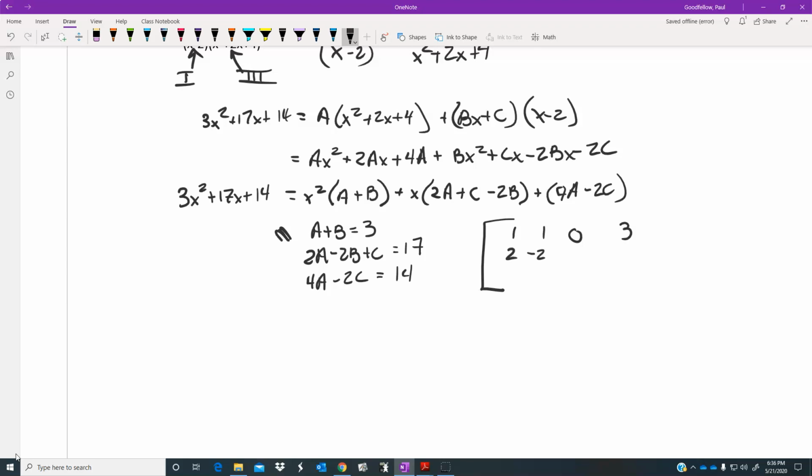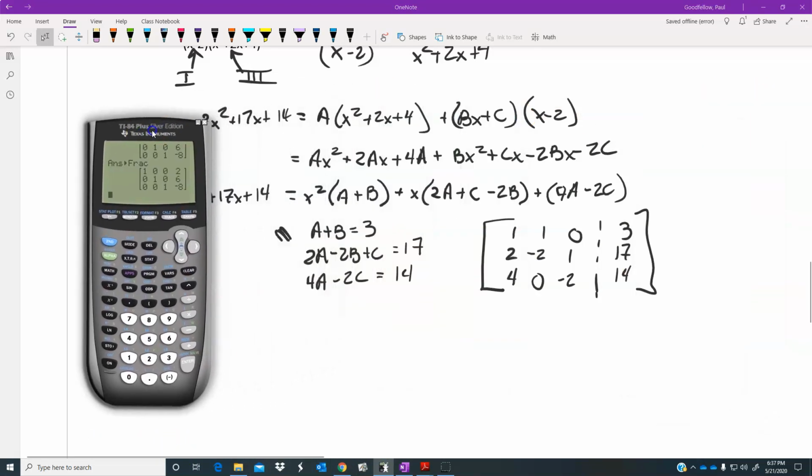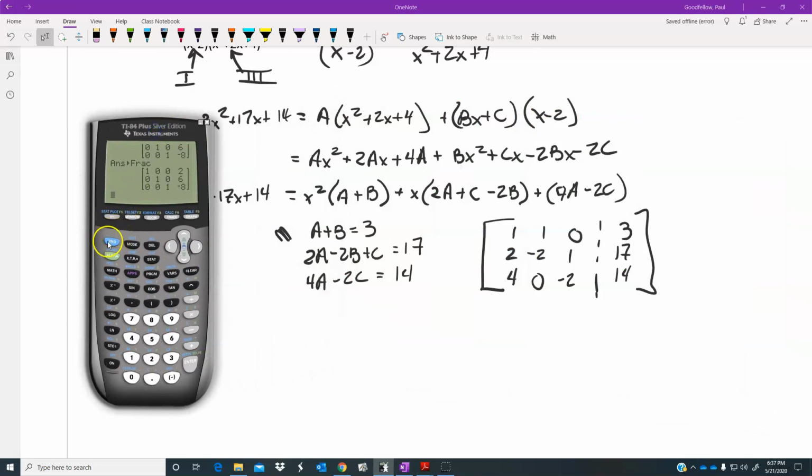Notice that I took the -2B and kind of put it in the right spot. That can be helpful as well. Then 17, 4, a 0 for the B value that's not there, -2 and 14. This is the augmented piece, and I'd put this into my row reduced echelon. Now let's see if we can come up with an answer here for A, B, and C.